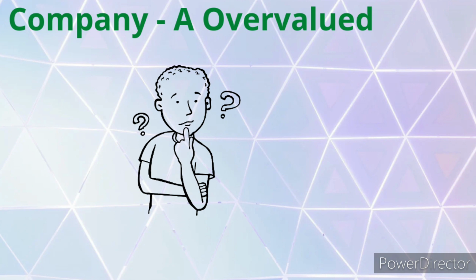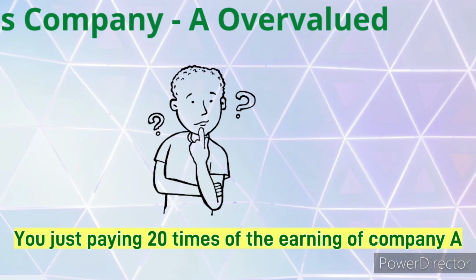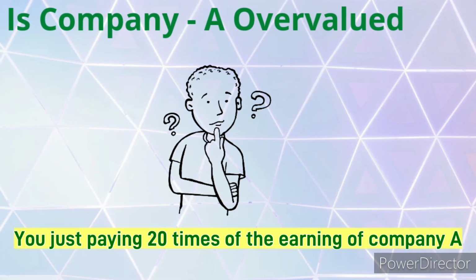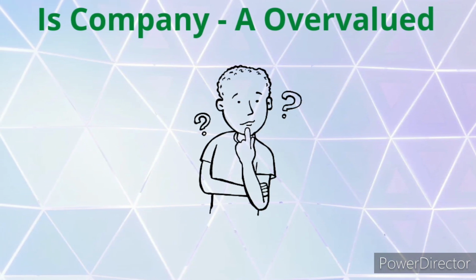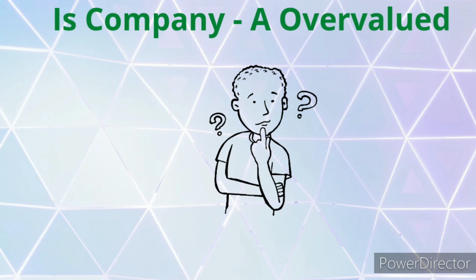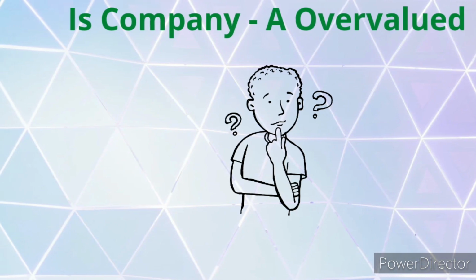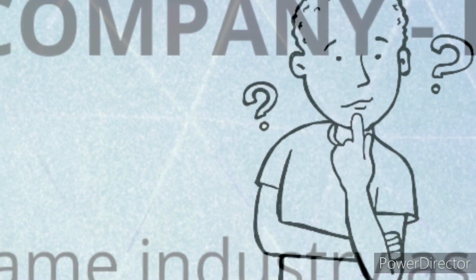Now we have the PE value of company A. Now can you tell me whether this stock is overvalued or undervalued? No. The PE value of any company does not tell you anything in isolation. It has to be compared with its industry peers.